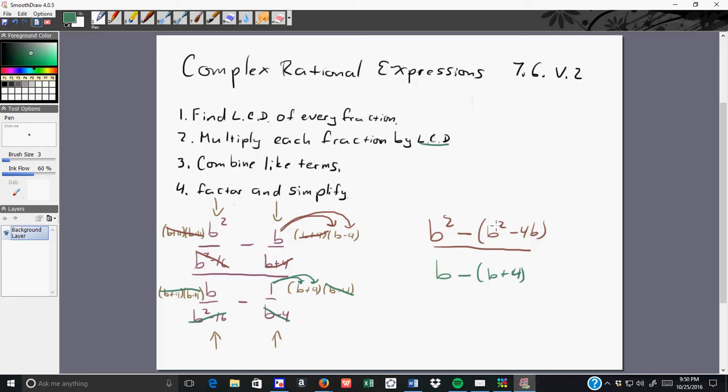I have a b squared minus b squared, which is 0, and then I have a negative 4b, which gives me a positive 4b. Then I have b minus b, which is 0, and then I have a negative 4. You have to be careful because of these negative signs. You have to distribute this. Which means I have a negative b.